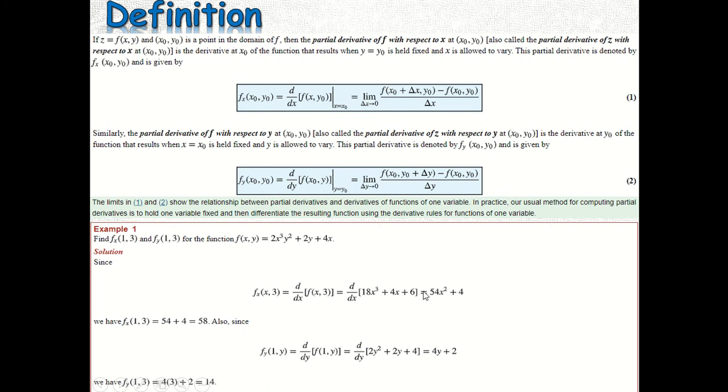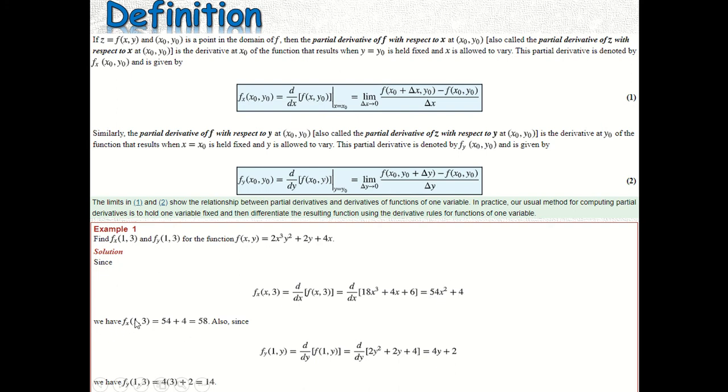So when you differentiate this one, 3 will go down. So 3 times 18 is 54. Then the power here is minus 1, so that becomes x squared, plus 4 times the derivative of x with respect to x, which is equal to 1. So 4 times 1 equals 4. And the derivative of 6 is equal to 0. So that's why we have here the partial derivative of the given function equal to 54x squared plus 4.